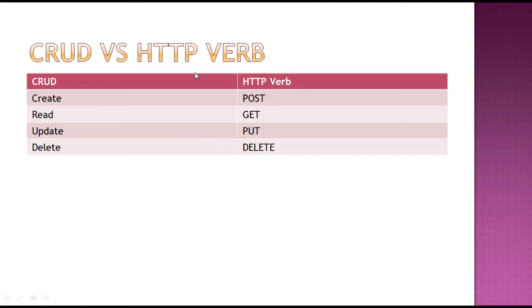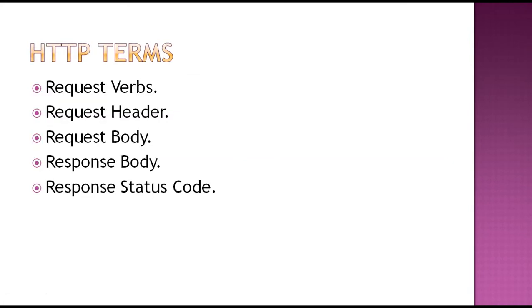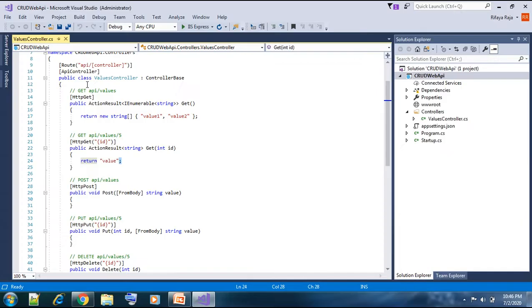Let us understand some terms and concepts related to the HTTP request and response system. HTTP terms. The first term, the request verb or HTTP verbs. These HTTP verbs get, post, put and delete are the most commonly used ones that describe what should be done with a resource. For example, do we want to create, read, update or delete an entity?